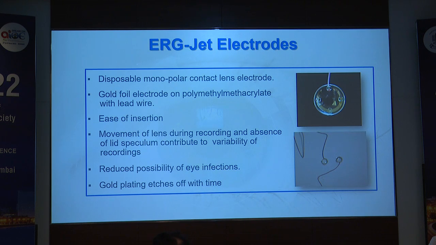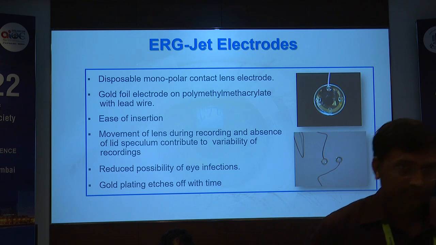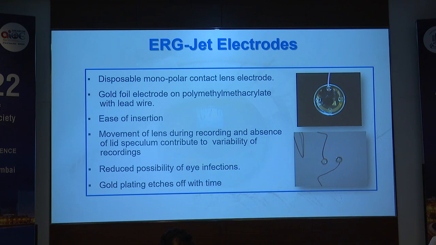Now, coming to individual electrodes, the first is the ERG jet electrodes. These are disposable monopolar contact lens electrodes, gold foil electrode or polymethylmethacrylate with lead wires. It's very easy to insert, but movement of the lens during recording and absence of a lid speculum contribute to the variability of the reading. It reduces the possibility of eye infection. The only drawback is the gold plating etches off with time.